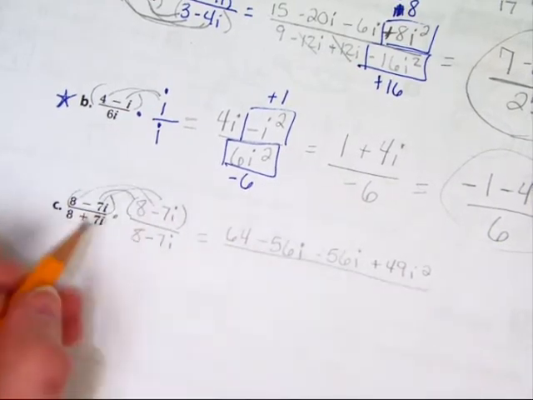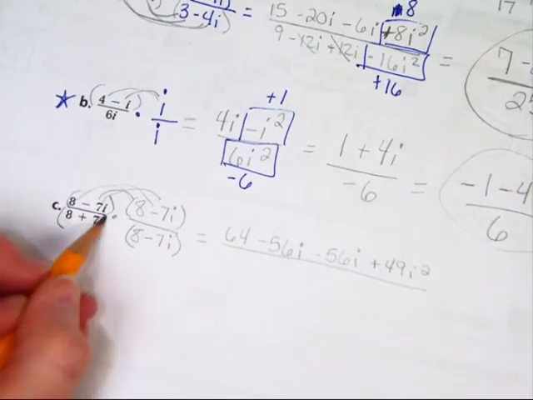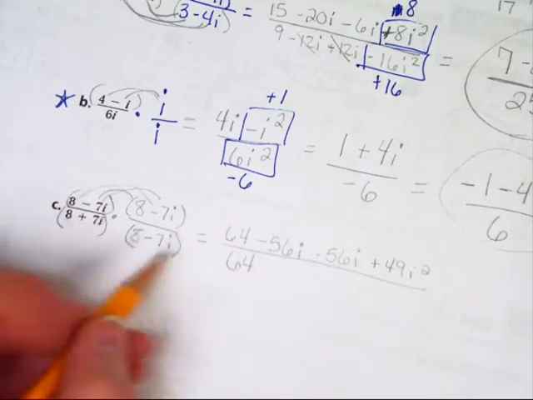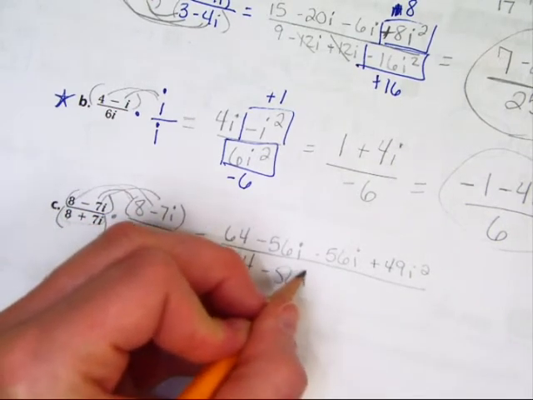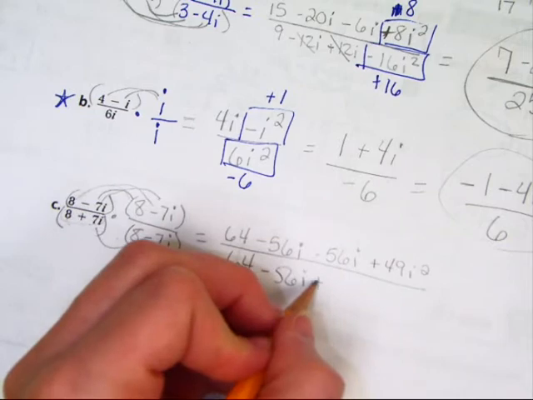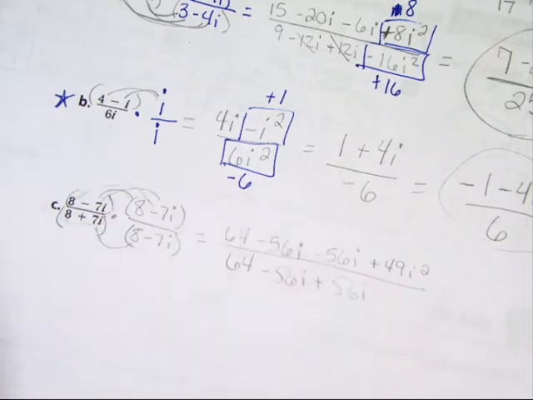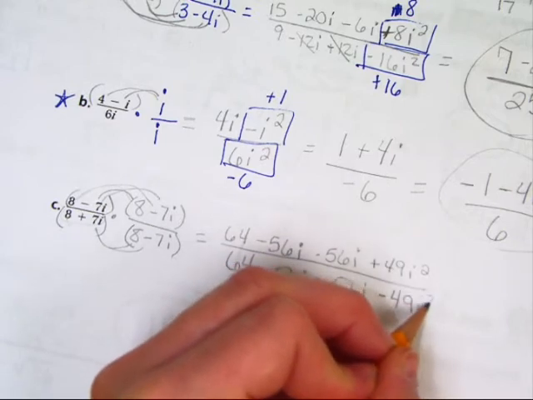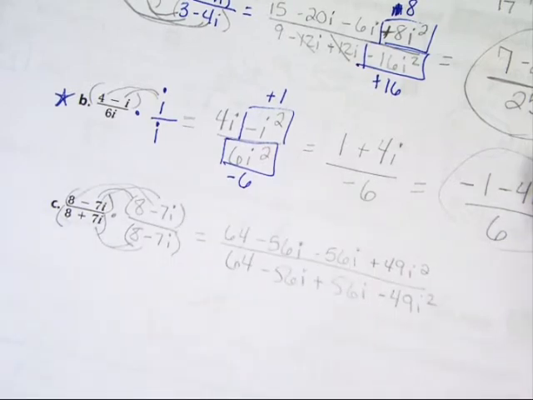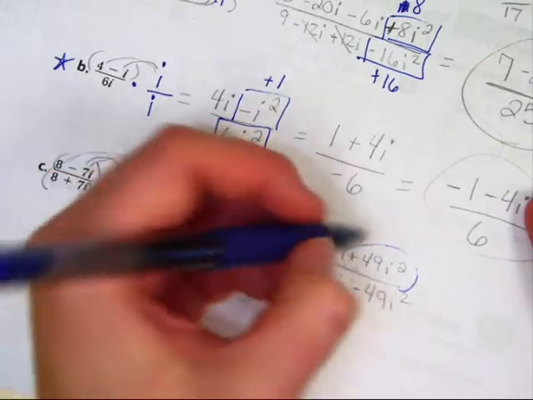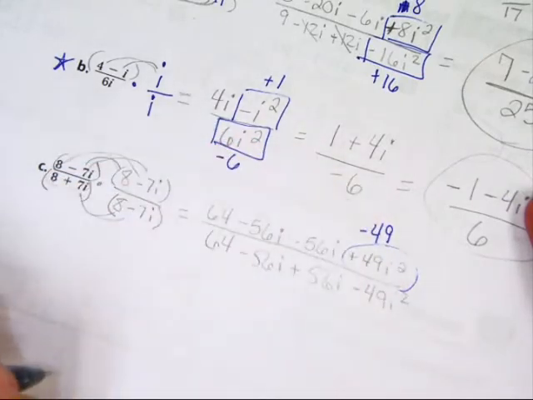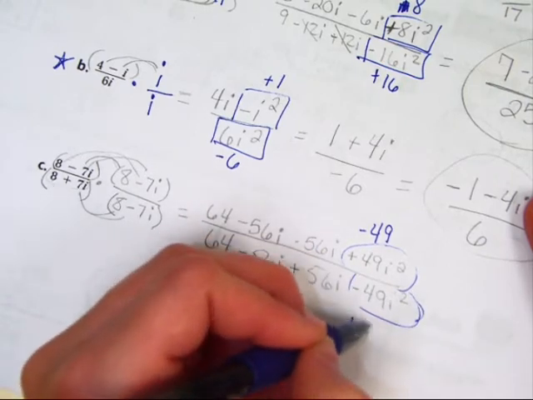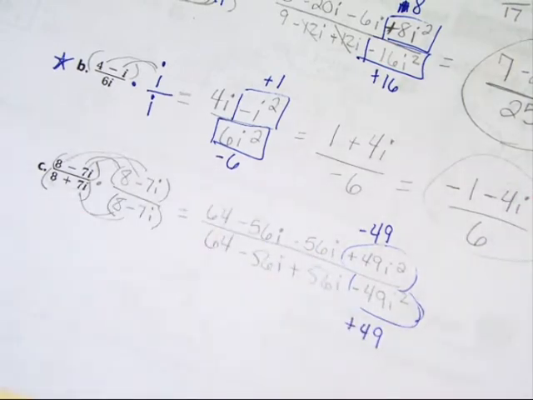All over. FOIL the bottom unless you know the shortcut. 8 times 8 is 64. 8 times negative 7 is minus 56i. Positive 7 and positive 8 is positive 56i. And a positive 7 and negative 7 is minus 49i squared. On the top, plus 49 turns into minus 49. On the bottom, minus 49 turns into plus 49 because of the i squared.